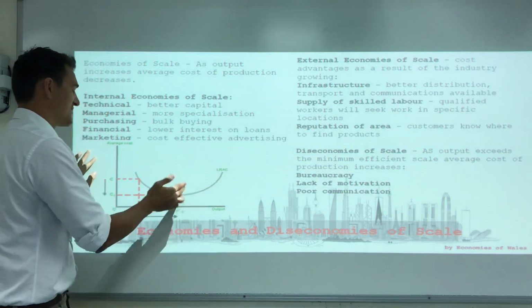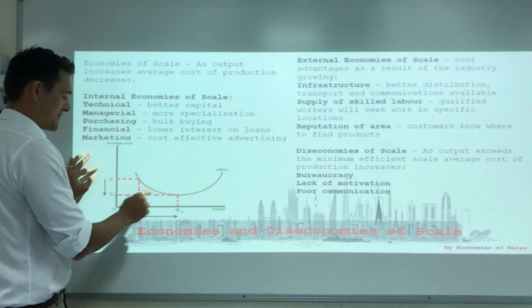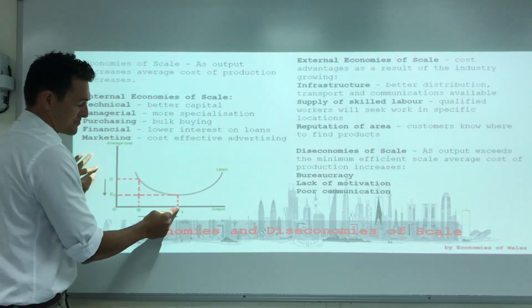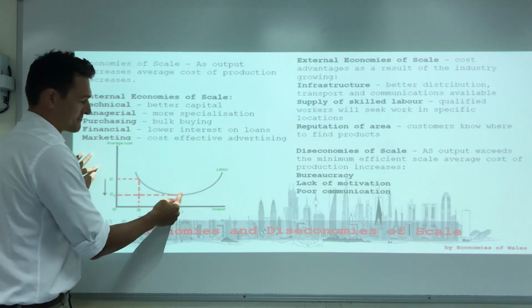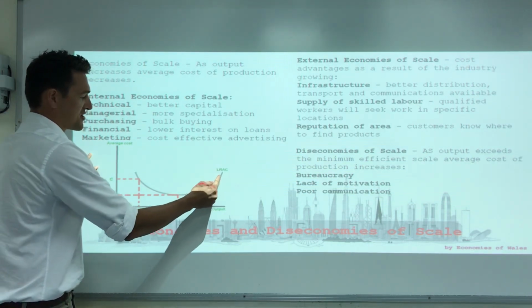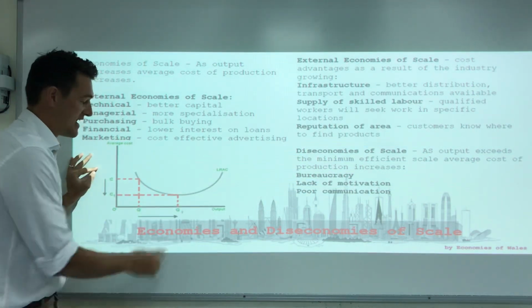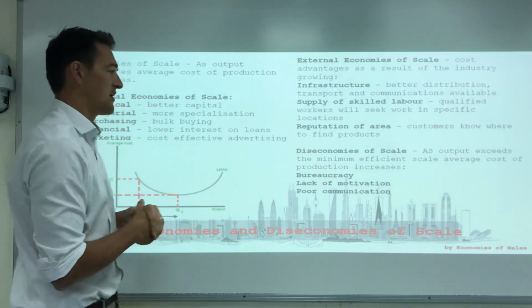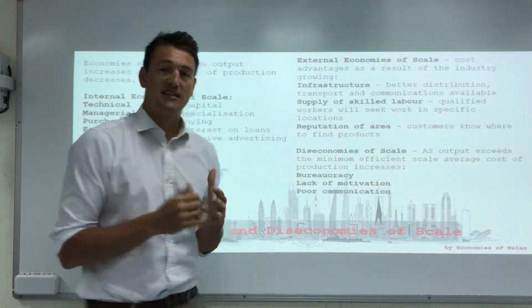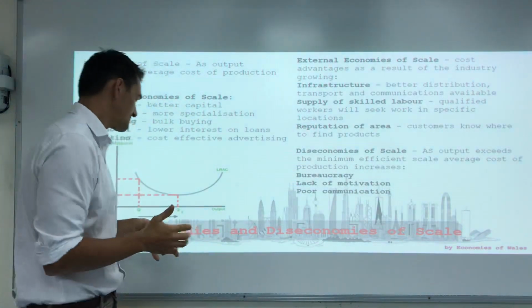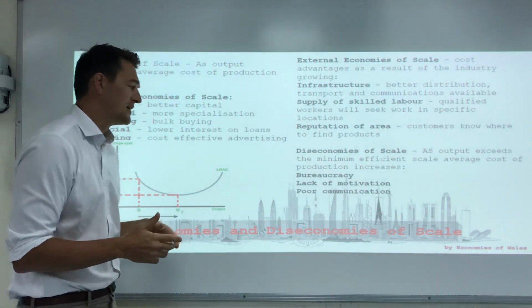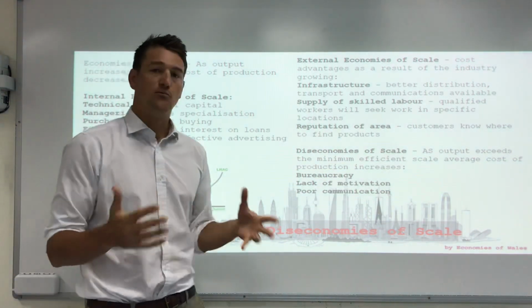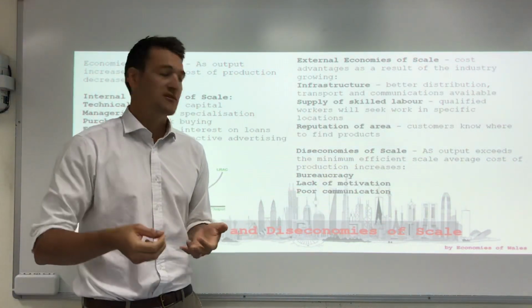This section of the curve is actually diseconomies of scale. What's happening here is output goes beyond the minimum efficient scale, and as we can see, the average cost of production starts to increase. As output increases, the cost of production increases beyond this point here, okay? The reason for that is basically the business has become too big. If the business becomes too big, it's very hard to keep workers on track. How do we know they're doing their job?